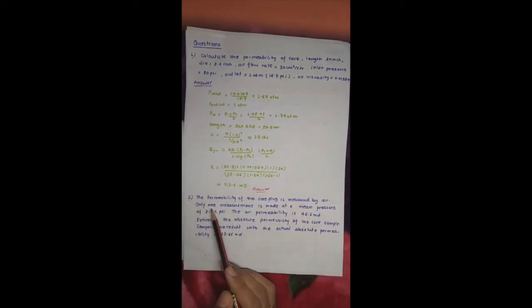The permeability of the core plug is measured by air. Only one measurement is made at a mean pressure of 2.152 psi. The air permeability is 46.6 millidarcy. Estimate the absolute permeability of the core sample. So this is the question for the Klinkenberg effect. So the actual absolute permeability is 23.66. We have to compare to it.